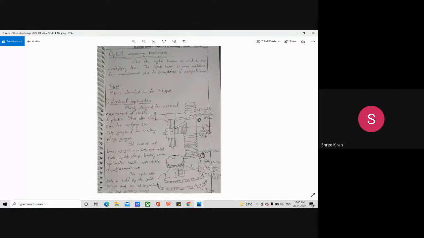Then the bracket with split clamp can be moved easily up and down, and adjusted or fixed at any position along the upright by tightening the screw. This is the binding screw here.